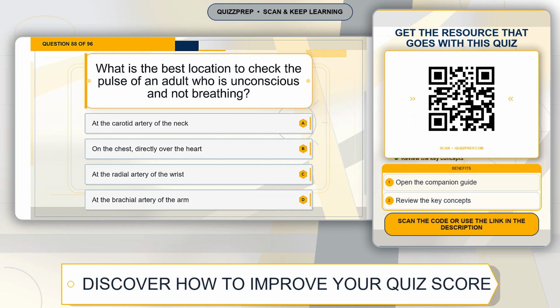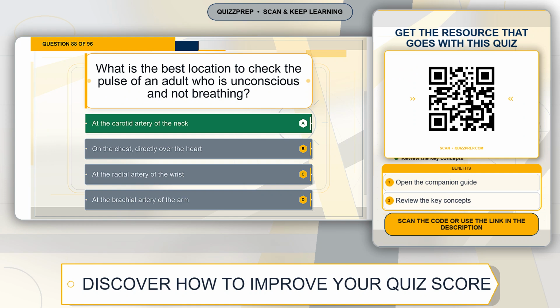Question 88. What is the best location to check the pulse of an adult who is unconscious and not breathing? Option A, at the carotid artery of the neck. Option B, on the chest, directly over the heart. Option C, at the radial artery of the wrist. Option D, at the brachial artery of the arm. The correct answer is option A, at the carotid artery of the neck.